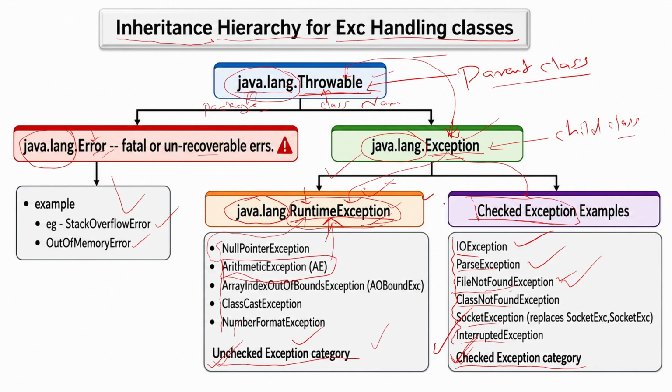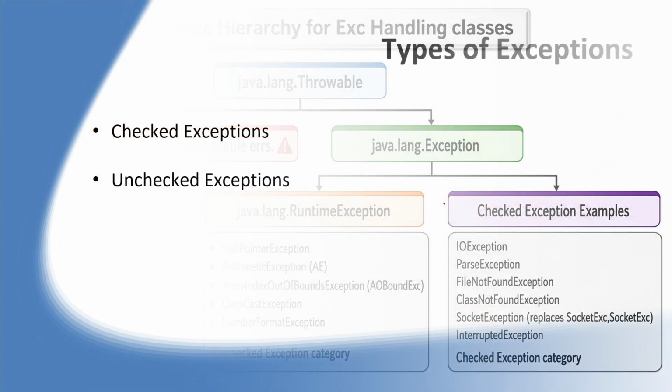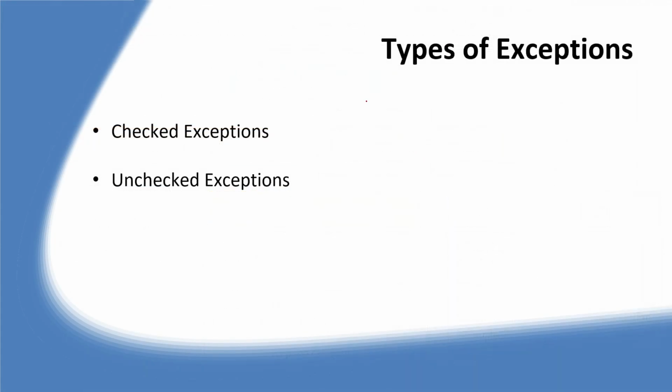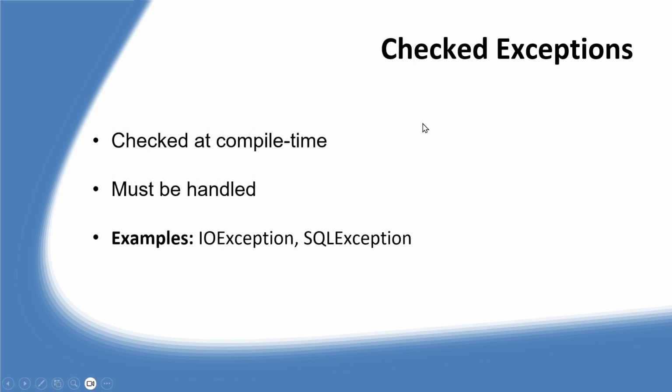Now let's move on. We have seen the types of exception, that is checked exception and unchecked exception. These are the two main types of exception. We'll see them one by one, and we'll start with the checked exception.